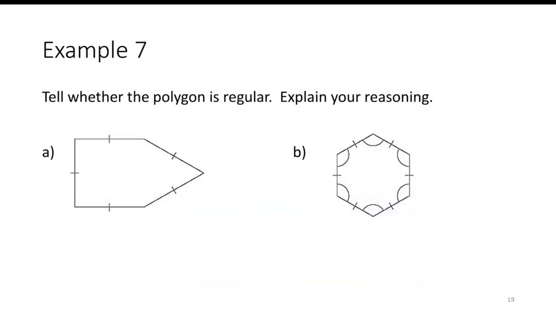So, tell whether the polygon is regular. Well, part A, it's equilateral. All the sides are congruent, but there's no mention about the angles being congruent. So, the best we can say is that it's equilateral. We don't know if it's equiangular. For part B, we know it's equilateral. We know it's equiangular by the marks on the shape. So, part B is regular.